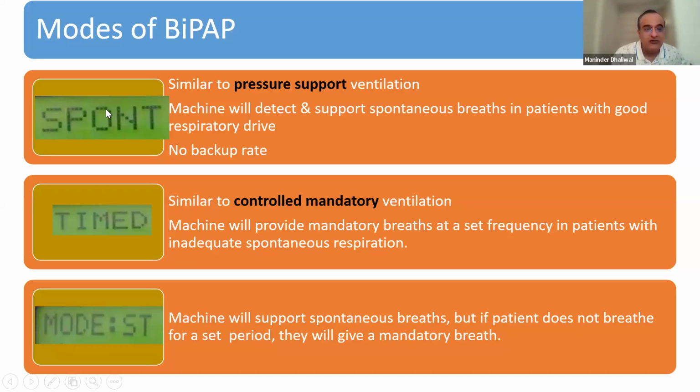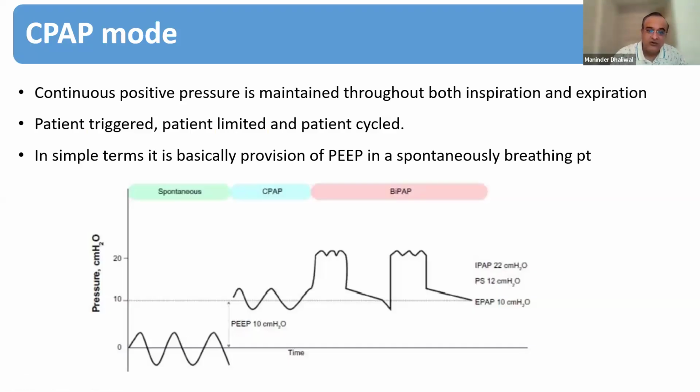So these are the three modes. Spontaneous, when the patient is taking a lot of good breaths, you apply spontaneous. Timed, if you feel the breath is not good and the patient is neuromuscularly weak. Or you can use ST mode, which is like SIMV mode. This is spontaneous: if you give CPAP alone, the patient will breathe above this PEEP. And if you give BiPAP, it will have both the advantages of PEEP and inspiratory support.